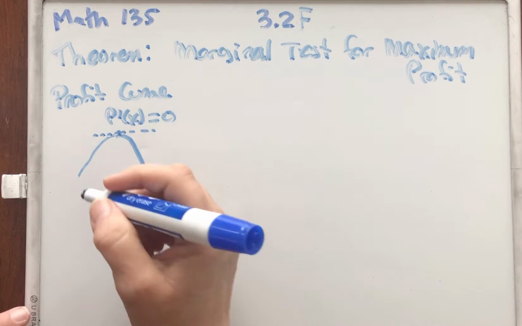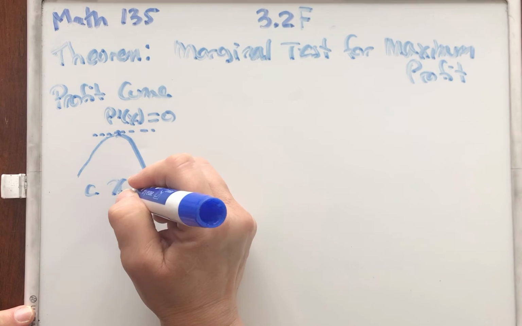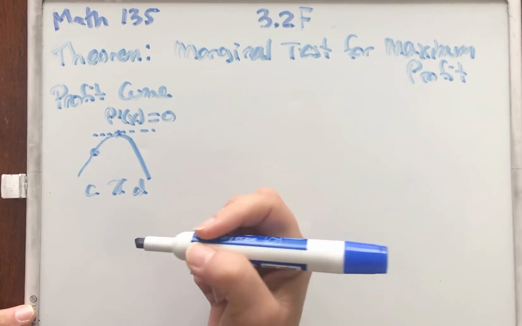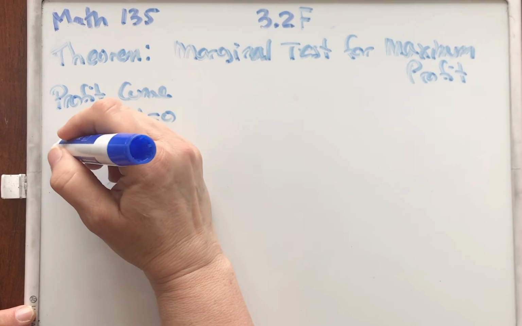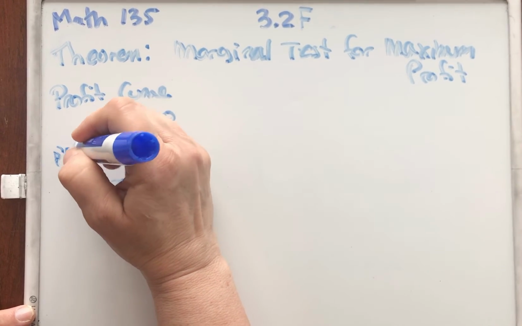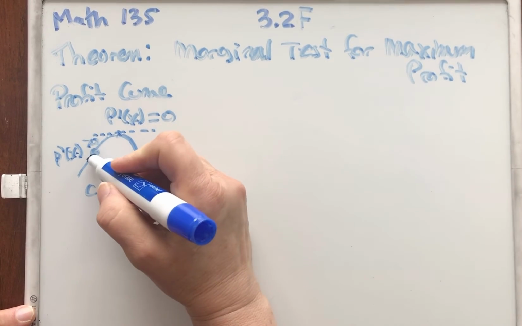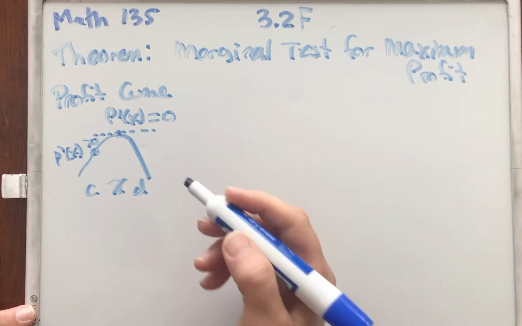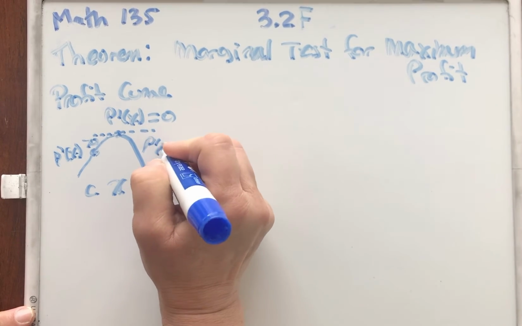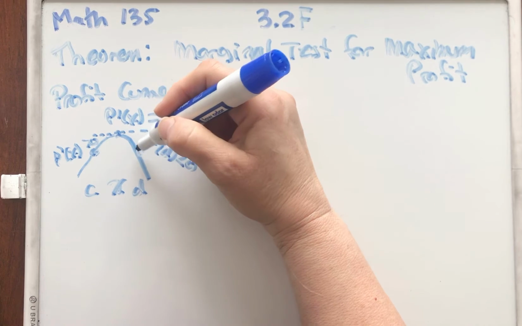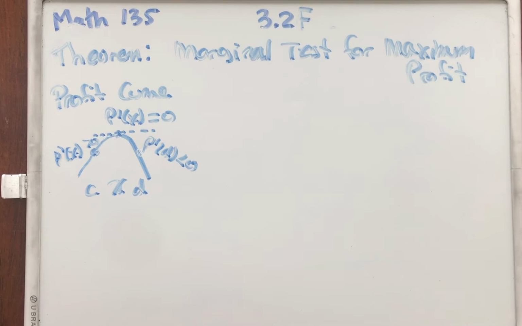Okay, let's say we have a point C and a point D such that x is in between there. Then what do we know about C? P prime of C must be greater than 0, correct? Because the slope of the tangent line is going to be positive there. And P prime of D must be less than 0 because the slope of a tangent line right there would be less than 0. Okay, so now the marginal test for maximum profit.